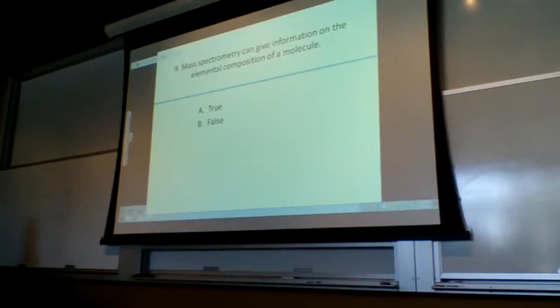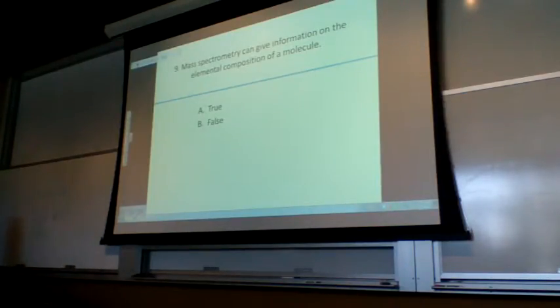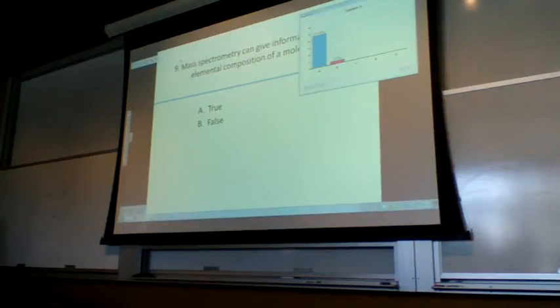Alright, mass spectrometry can give information on the elemental composition of a molecule. True or false? What do you call classification? What do you qualify as information? Any. Anything? Oh, like any? I know. I misunderstood. Pick some. Alright, you're all in. Obviously talking about it. That quiz takers.